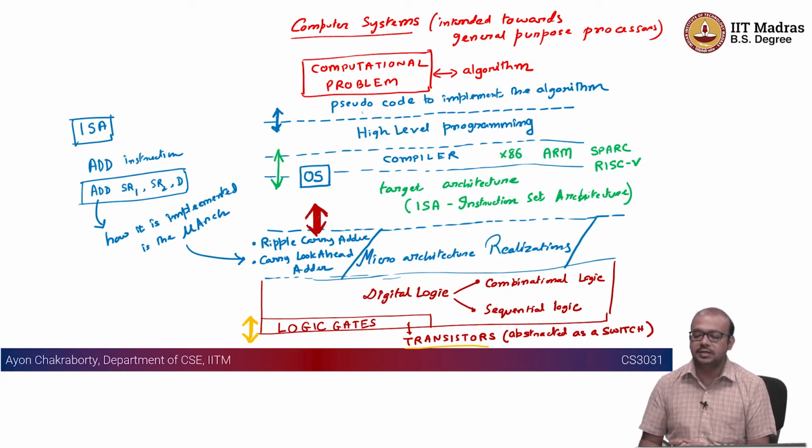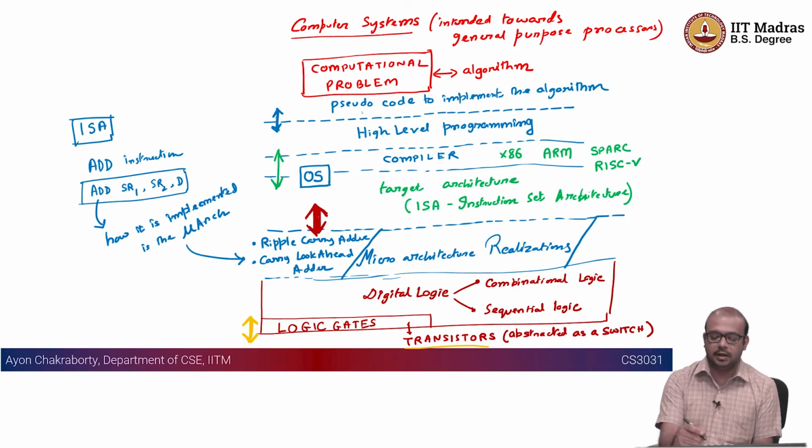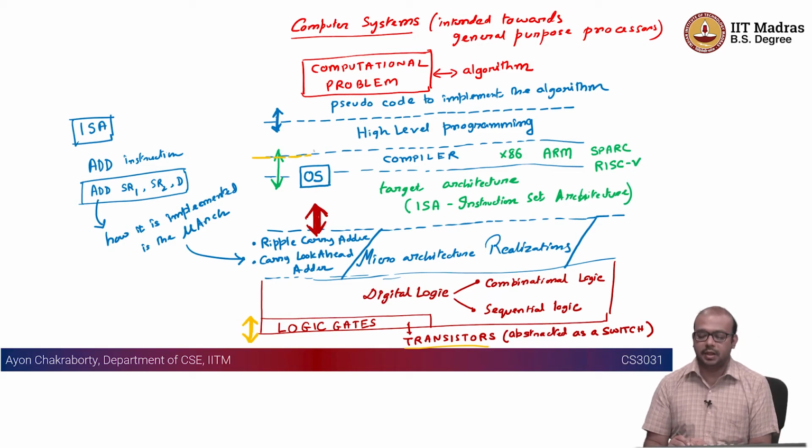So, all those things are abstracted out from the high level programmer. He or she is just going to be bothered till here. Once compilable code is generated, assuming that it is of course to some extent optimized, but even if you do not optimize, it does not matter. It is just that the performance is not going to be as great.